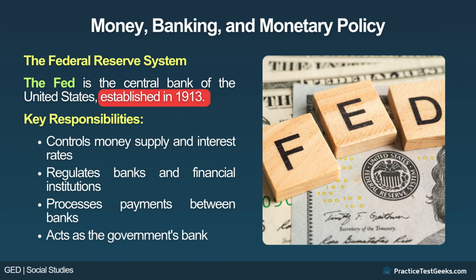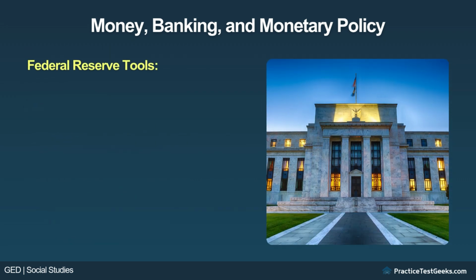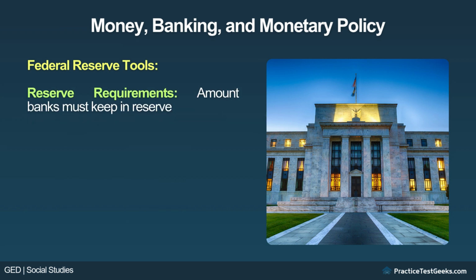Understanding how the Fed works helps explain how the economy responds to growth, inflation, and recessions. Federal Reserve tools. To manage the economy, the Fed uses several powerful tools, including reserve requirements. This is the amount of money banks are required to keep in reserve and not lend out. By raising or lowering this, the Fed influences how much money banks can loan.